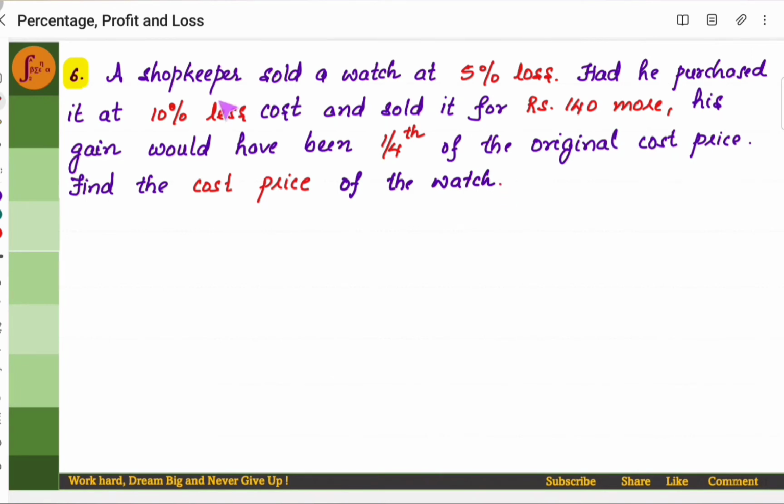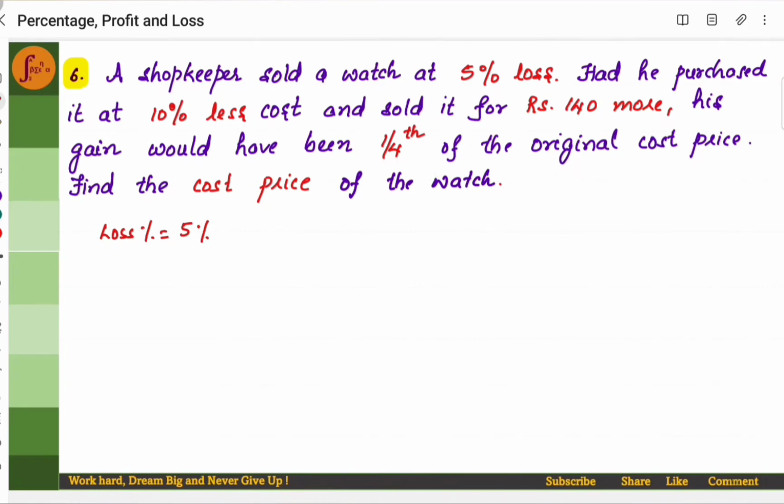Now, here what's happening is the shopkeeper sold the watch at 5% loss, right? So loss percent is 5%. Now he thinks, if he had purchased the watch initially at a lesser cost, at 10% lesser cost, and then increased the selling price by another 140 rupees, he would have got a profit of 1/4 of the original cost price.